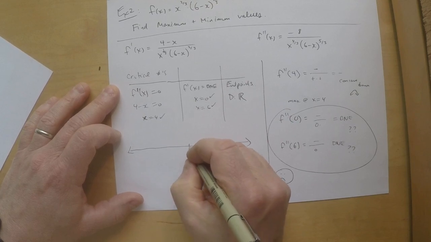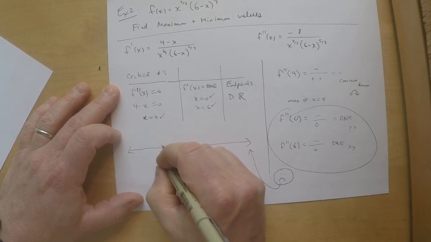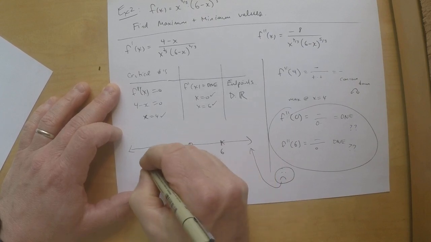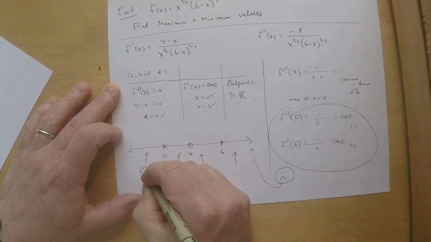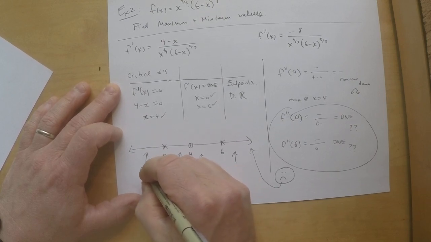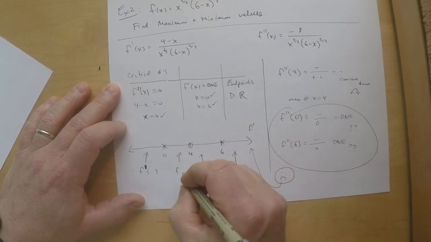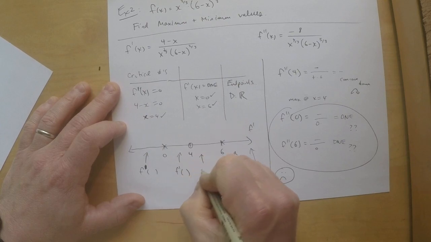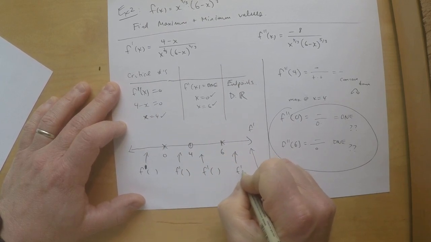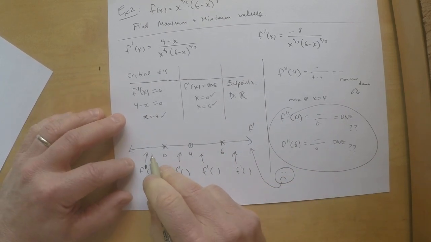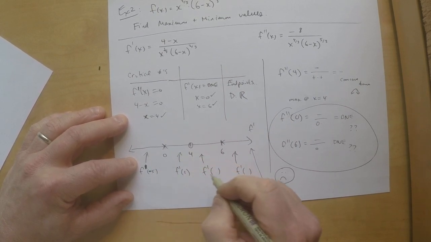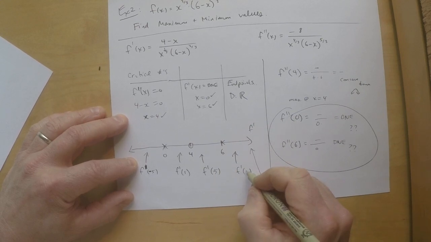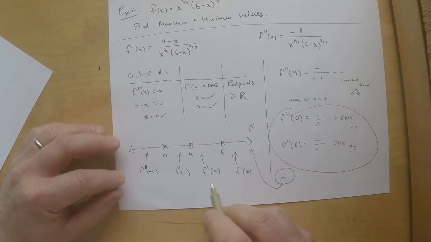So I know 4 had a 0. I know 0 had undefined, 6 had undefined. Now I have to test all these intervals. Oops, it's a first derivative because I'm doing a first derivative number line test. Man, what a pain. Okay, so I would plug in here, I don't know, -5. Here I'd plug in 1. Here I'd plug in 5. Here I'd plug in 10.